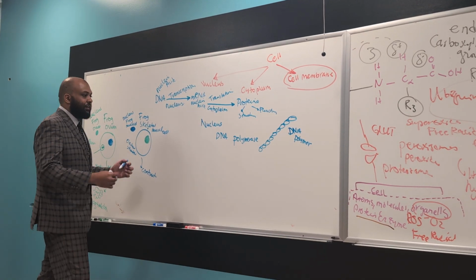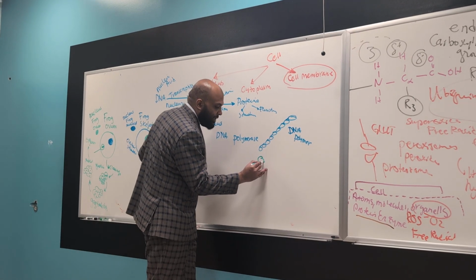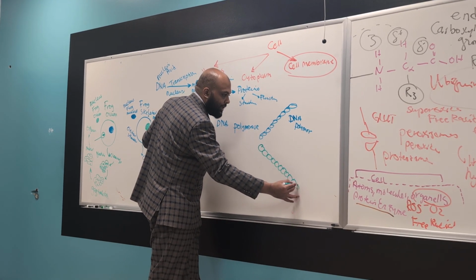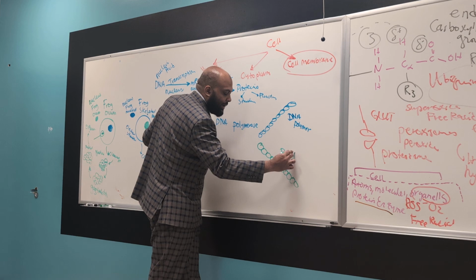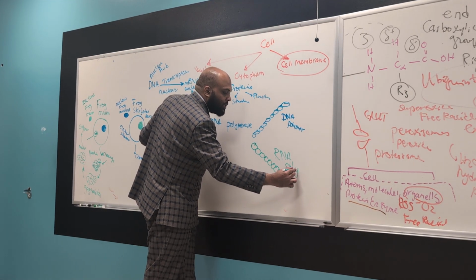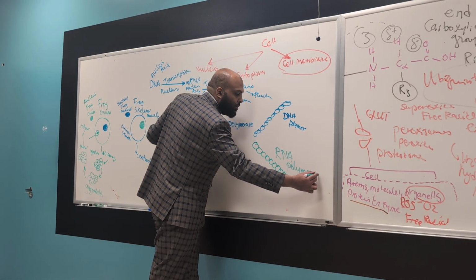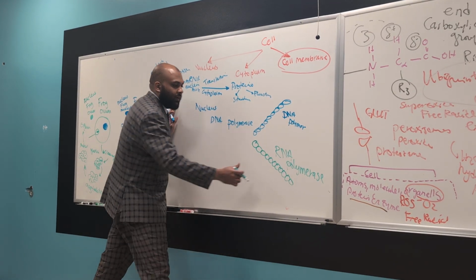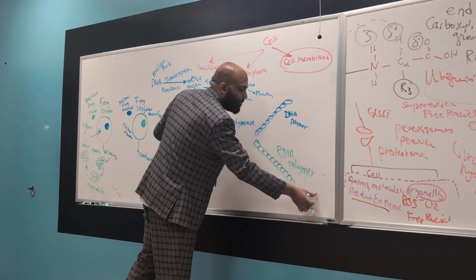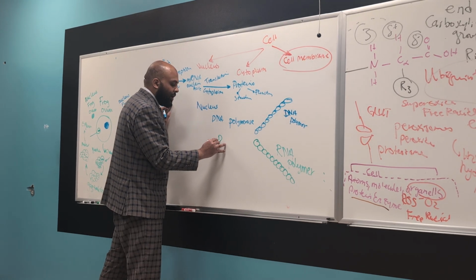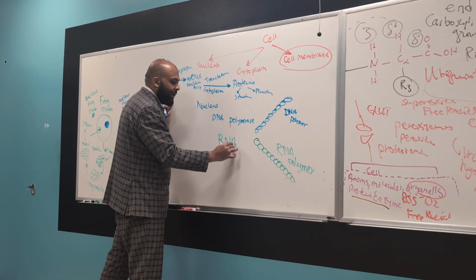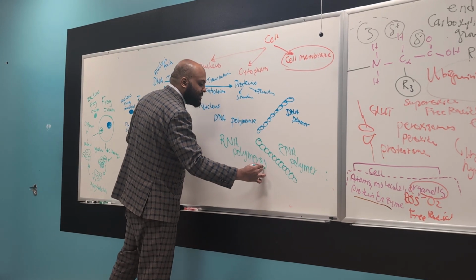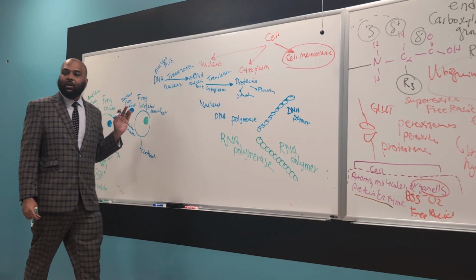And if I'm going to make a polymer of RNA, that's an RNA polymerase. And this RNA polymerase makes an RNA polymer. Sorry, that's an RNA polymer. It is made by RNA polymerase. RNA polymerase.